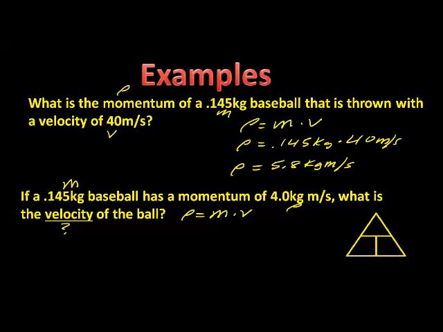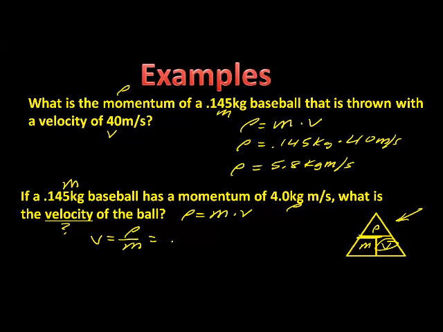Now we can use some algebra to rearrange this. But if you don't recall the algebra, we can set it up using this triangle that I showed you before when we were talking about velocity and forces. Remember that the horizontal line here simply means division. The vertical lines mean multiplication. So we're going to put the equation in like this. Momentum is equal to mass times velocity. So if we're going to solve for momentum, we just say momentum is mass times velocity. If we're going to solve for the velocity, it is equal to momentum divided by the mass. So our equation here is velocity equals momentum divided by mass.